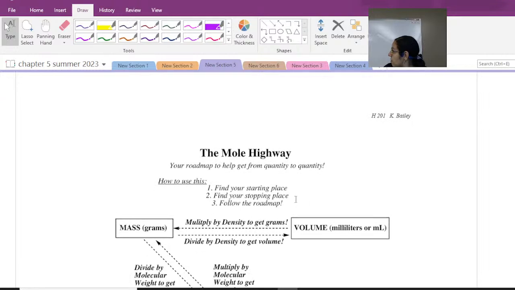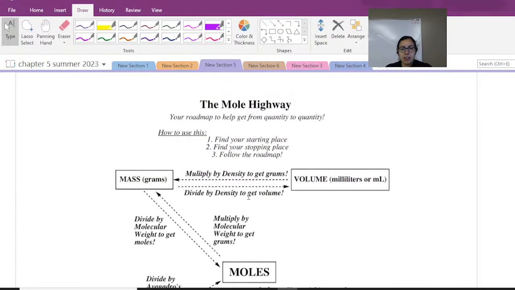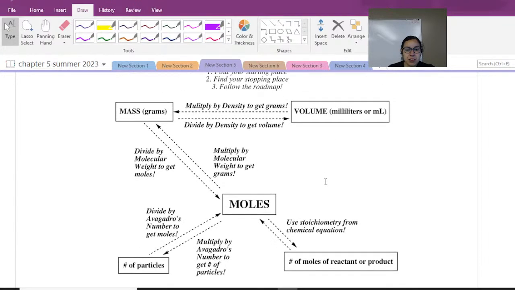So I need to print this out for you. I'll probably give this to you during lab. All of this is supposed to help you as kind of your cheat sheet as we go through all of that, so if you get kind of confused.